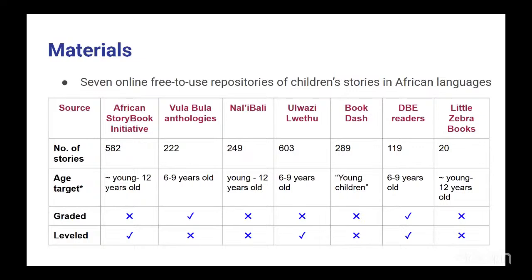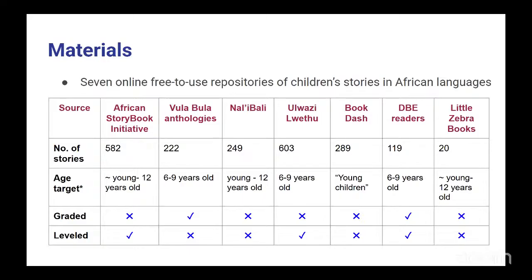So we specifically looked, of course, for sources that published children's stories. But in terms of the actual age target of these sources, this is more of an estimate. So for those readers that are graded, like your Bula Bulas and your DBE readers, those are graded at the foundation level. So your grades 1 to 3. So we're looking at around 6 to 9 years old as the target for those books.